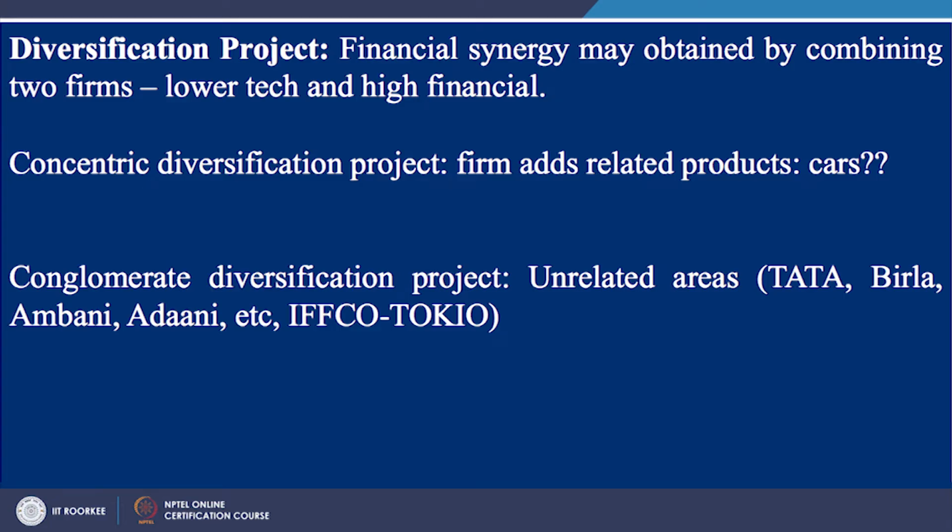If you look at these days, almost all big companies are going for unrelated areas kind of diversification, whether it is Tata, Birla, Ambani, Adani, or any big businessman, he will have diversification in unrelated areas also. I will give you a very good example. You would have heard of IFFCO, the Indian Farmers Fertilizer Corporation. IFFCO is in the business of fertilizer, but it has tied up with a Japanese company called Tokyo, which is an insurance company. IFFCO Tokyo are jointly doing insurance business in India. This is a very good example of two companies from different areas coming together to get market share.